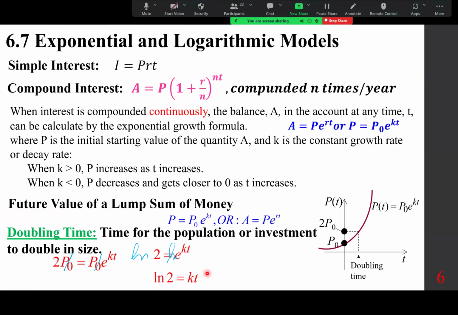So if you want to calculate t, it is ln 2 over k. In some instances, we may be interested in calculating k, because if that one is missing, k is ln 2 over t, the doubling time.